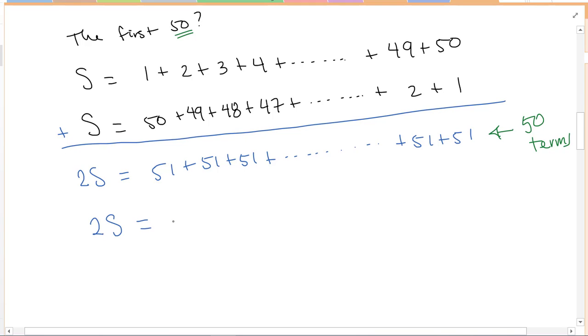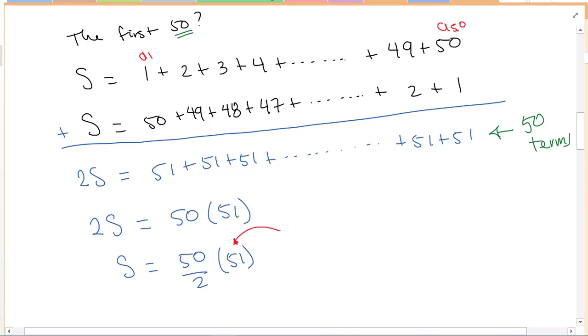So 2S equals 50, the number of terms, times 51. Again, solve for S, so 50 divided by 2 times 51. The pattern seems to be there, so I want to dissect it a little more. Where did the 51 come from? The 51 came from our a sub 1 and our a sub 50. Notice that when I reverse it, this is my a sub 50, a sub 49, and so on. So the 51 came from doing a sub 1 plus a sub 50.